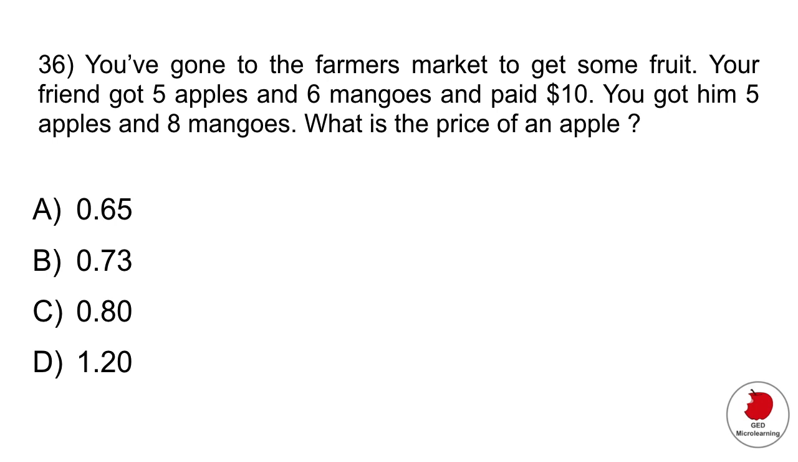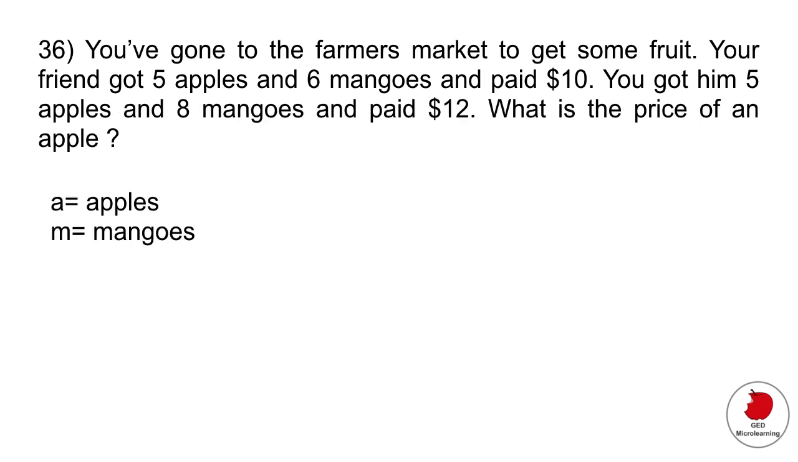Okay, so here we're going to do a systems of equations problem, but it's by a process of elimination. All right, so first of all, let's determine our variables. We're going to call A the apples and M the mangoes. So your friend got 5 apples plus 6 mangoes and paid $10. And you got 5 apples and 8 mangoes, which is equal to $12.